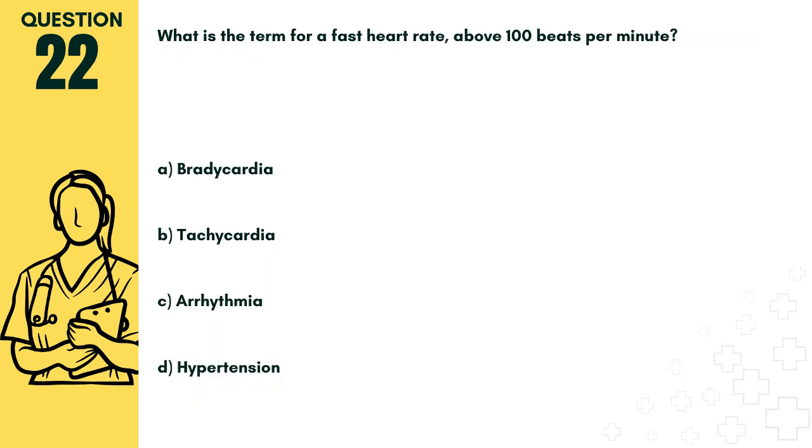Question 22. What is the term for a fast heart rate, above 100 beats per minute? A. Bradycardia. B. Tachycardia. C. Arrhythmia. D. Hypertension.